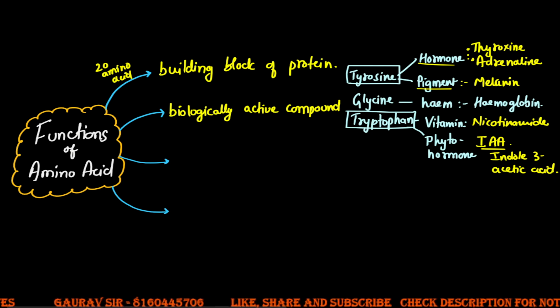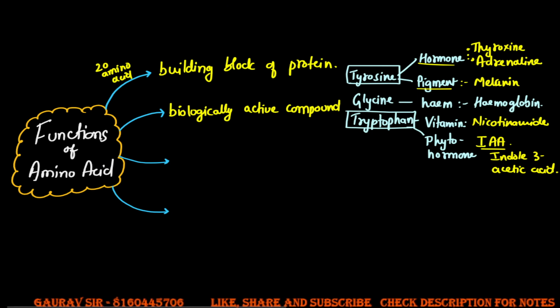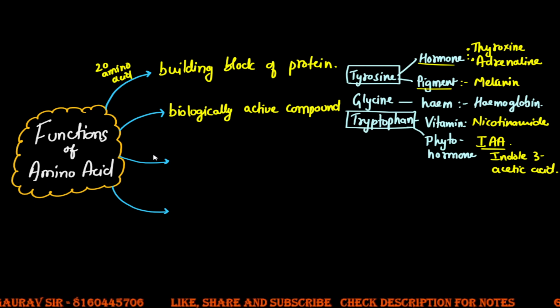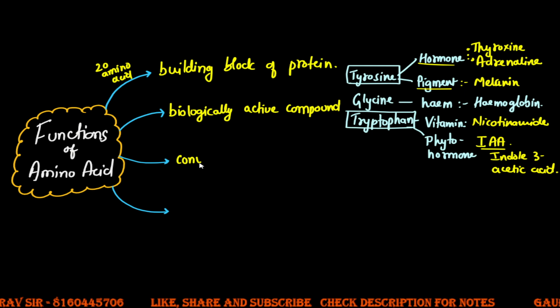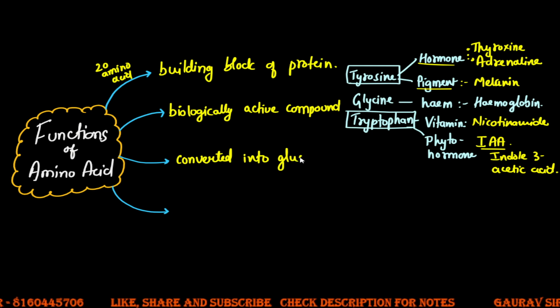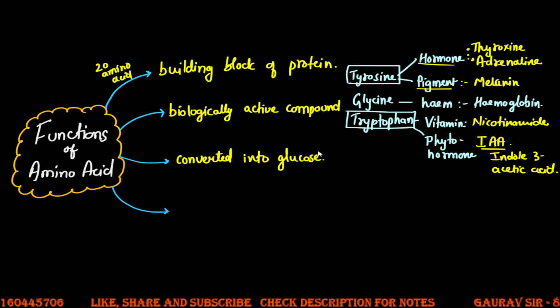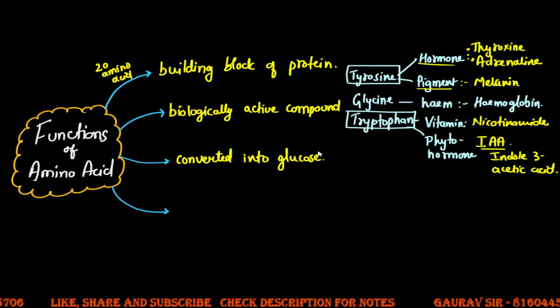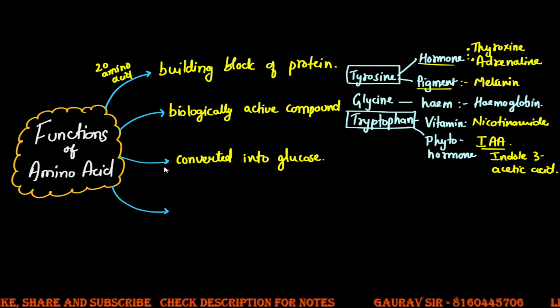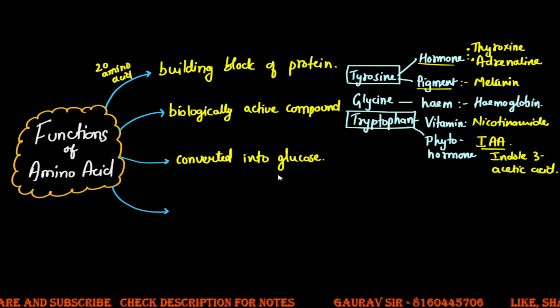When the carbon and the amino group are removed from the amino acid, it can be converted into glucose, whenever there is a requirement of additional energy, when the body is undergoing starvation and there is an immediate requirement of energy. Then the amino acid or the reserved food in the body, but for the time being we are talking about the amino acid only, would undergo cleavage at the amino group and the carbon chain, and it will form glucose.